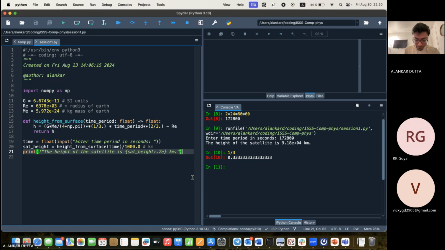Okay. So now let's move on to the next question, which is: write a program to ask the user for Cartesian coordinates x and y of a point in two-dimensional space and calculate and print the corresponding polar coordinates and the angle theta in degrees. So this is an interesting question. This is just a conversion from Cartesian to polar coordinates.